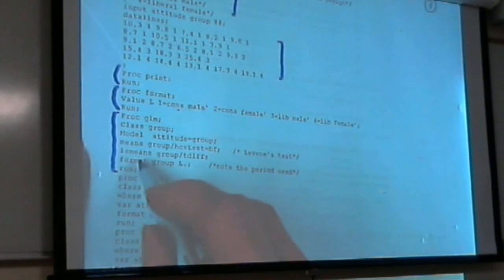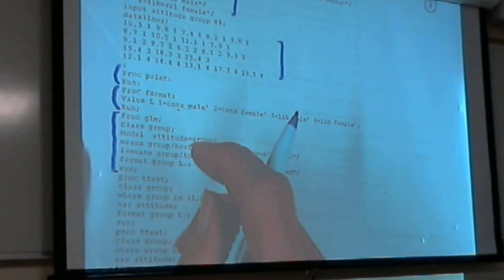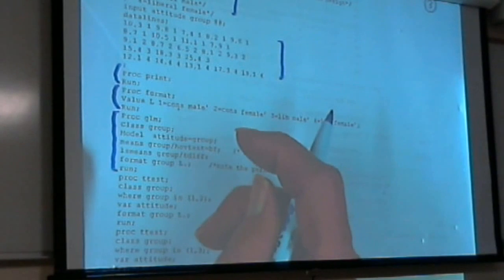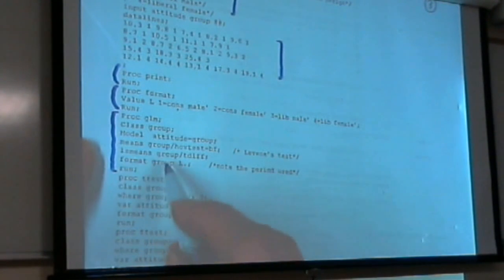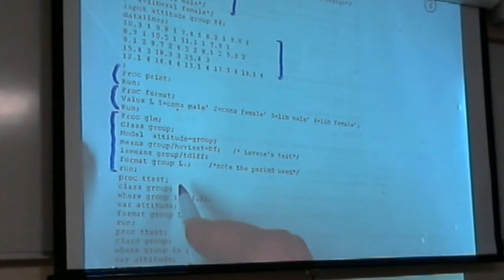Then I gave least squares means group / tdiff. That one you saw in an earlier SAS program, right? That's going to do the pairwise testing on differences. Run t-tests on the differences. Okay. And before the run command, I slid in the format line group L period in that line, and then run.